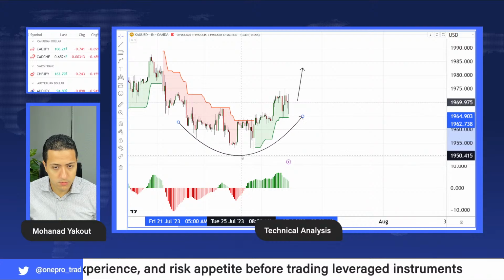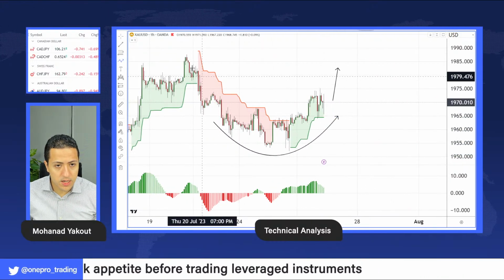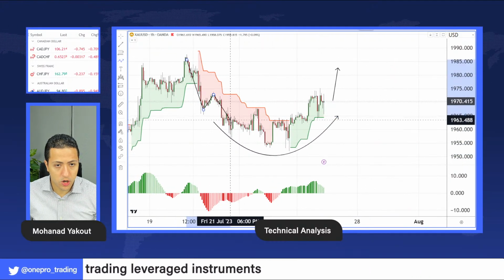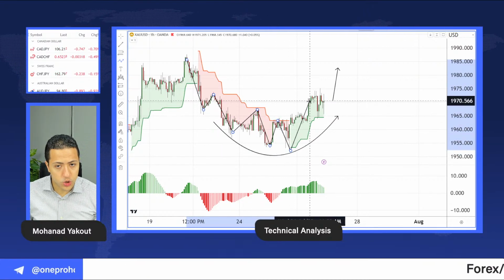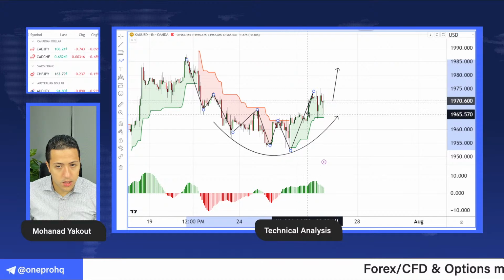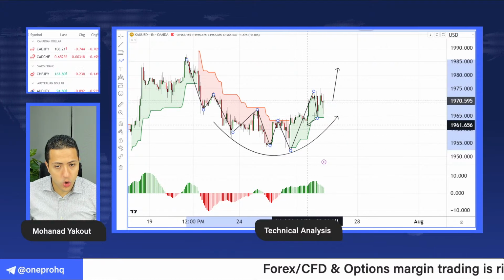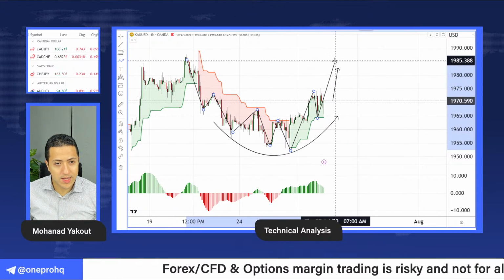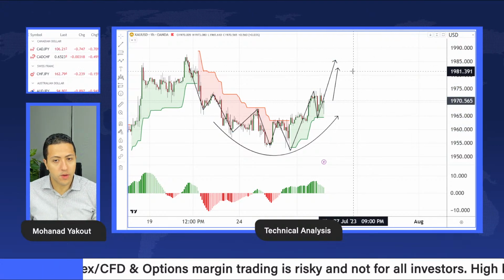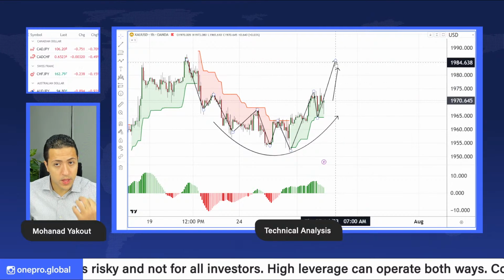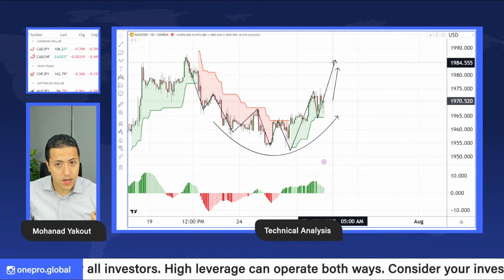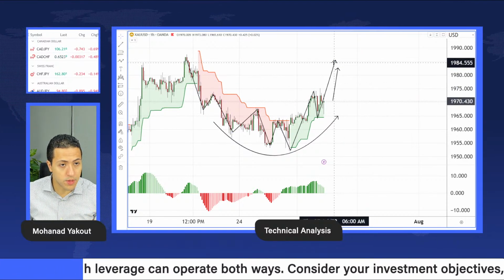This is a bottom here. Slight change in the psychology of the markets from lower lows and lower highs into higher high and higher low, okay? So it's the slight beginning of an upward trend on the hourly time frame on gold, and I believe 1983 is something that we will target.